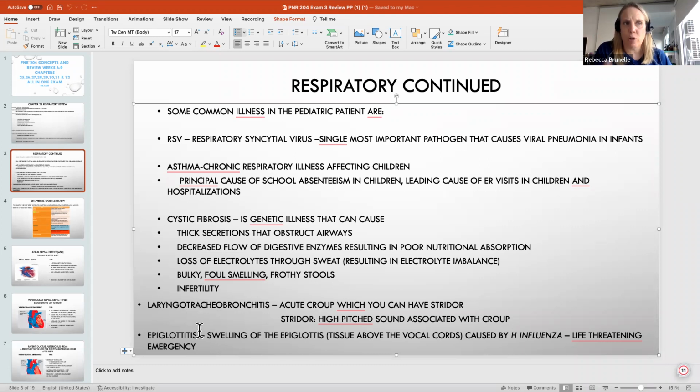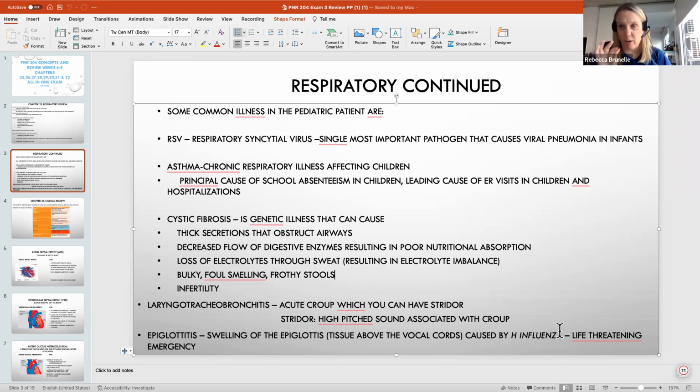Laryngeal tracheal bronchitis, or croup, can be both viral or bacterial. If it's bacterial, it has the risk of becoming what's called epiglottitis. This is a diagnosis that you always have to remember is a medical emergency. If you ever see epiglottitis, you always have to think this is a medical emergency. As a nurse, I need to prepare for intubation. It's the upper airway, the tissue right above the vocal cords.